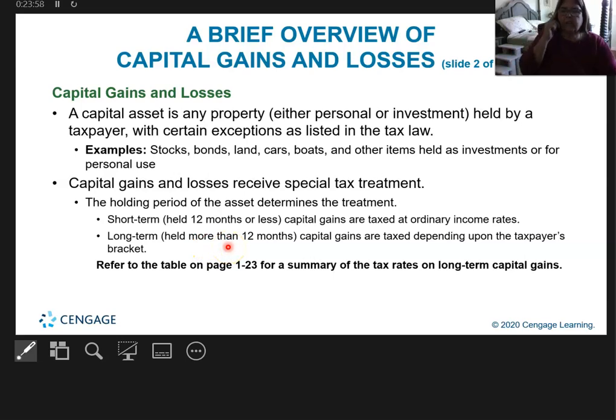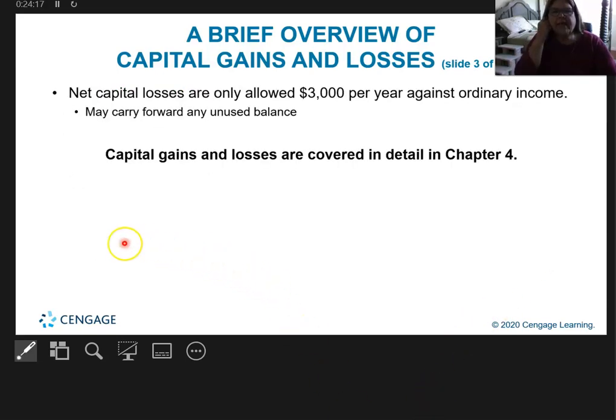And the key is, how are they taxed? Short term gains are taxed at what we call ordinary income rates, whereas long term gains are taxed depending on what bracket I'm in. So you really have to pay attention to that. Let's take a look at some things. Net capital losses are allowed up to $3,000 per year against ordinary income. So if I have a larger loss than $3,000, I can only take $3,000 per year. The rest I can carry forward. That means I can take $3,000 the next year and so on. In chapter 4, we're going to cover more of this.